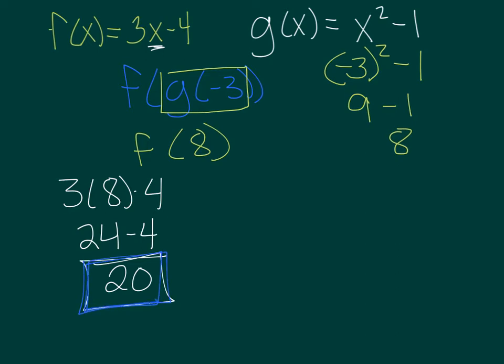And you just do it from the inside out. That way you don't have to plug a -3 into the g and then also plug that into the f all at the same time. That gets a little bit complicated. Just do it one part at a time.